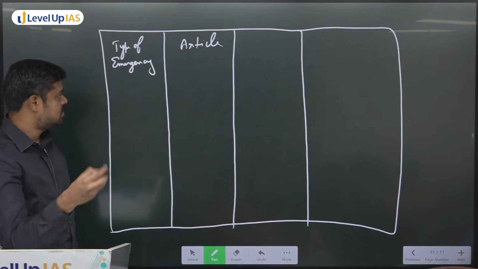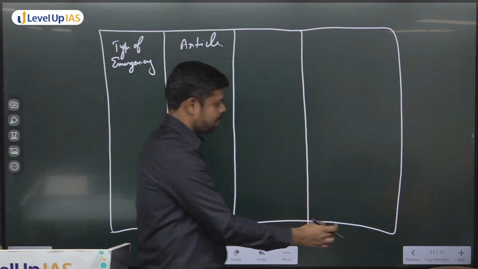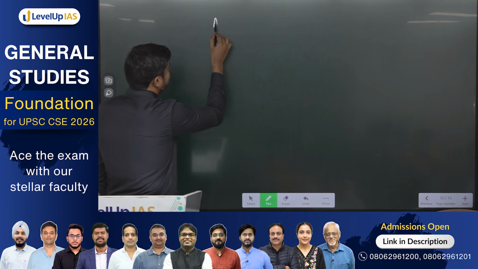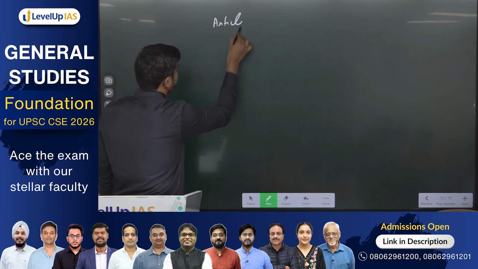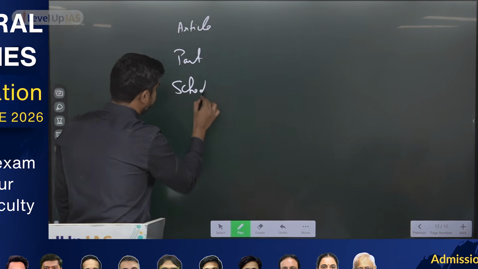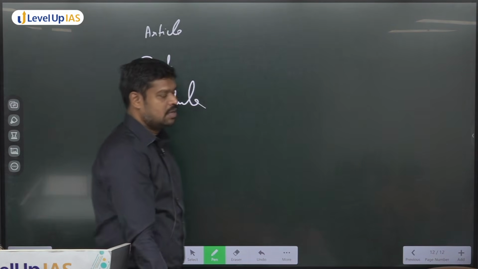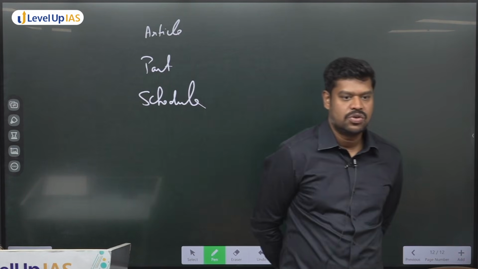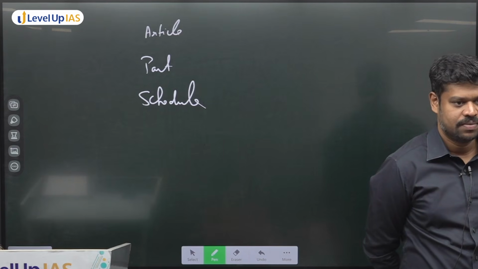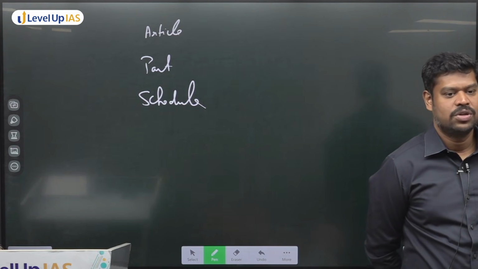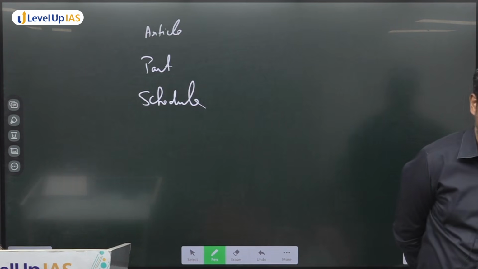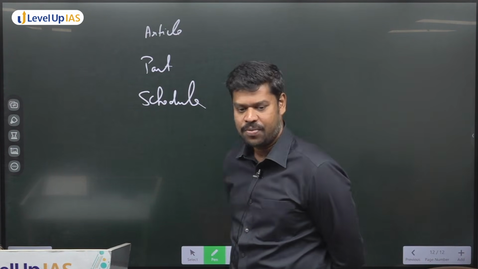So the first thing is, what is an article, what is a part, what is a schedule? Does anyone know how many articles there are in the Constitution of India? 395 was there in the original constitution. After that, 106 amendments have happened to the Constitution of India. So does anyone know presently how many articles there are?